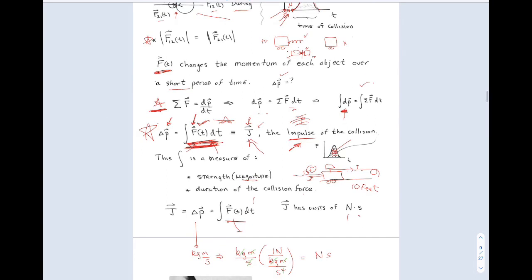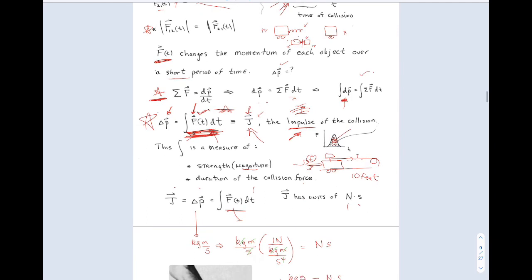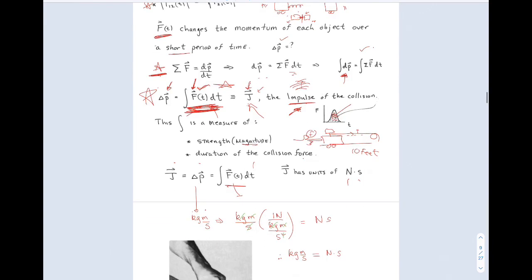Now, the other weird thing is impulse is the same thing as change of momentum. Momentum is mass times velocity, so the units of momentum are kilogram meters per second. If I convert them, in 1 Newton I have a kilogram meter per second squared, and I cancel out the kilogram, the meter, and 1 of the seconds, I'm left with units of a Newton second. So the units of momentum, kilogram meter per second, are the same thing as a Newton second.